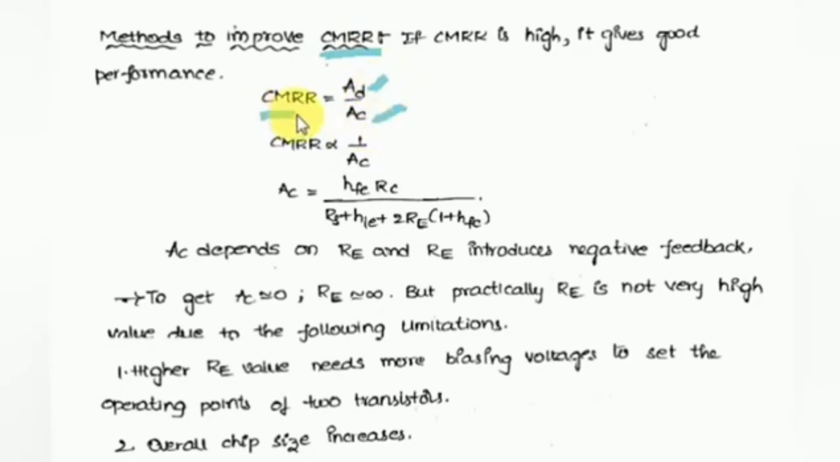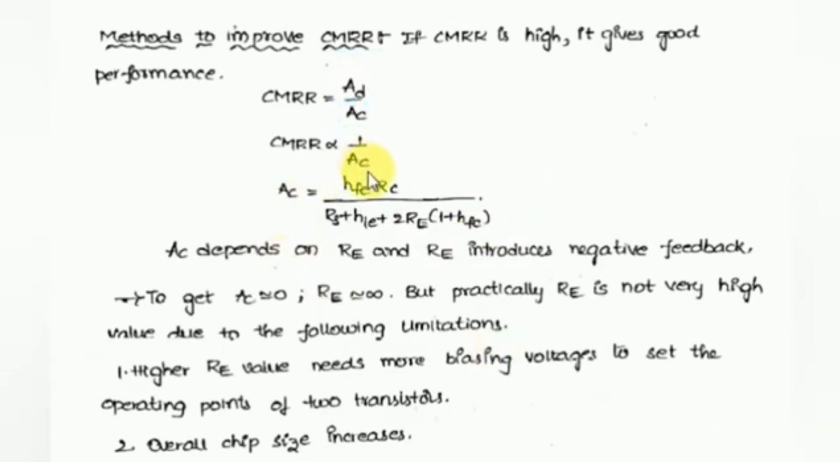So this CMRR value will be high whenever the AC value is less. It means if the common mode gain is less, then mathematically the CMRR value will be high. As we know from the AC analysis of the dual input balanced output differential amplifier circuit, we have derived this equation: the common mode gain AC is HFE into RC by RS plus HIE plus 2RE into 1 plus HFE. Now we have to decrease the AC value, nothing but the common mode gain value.